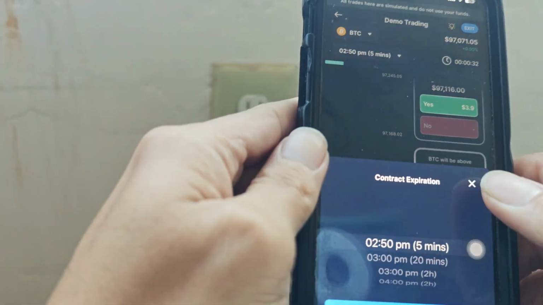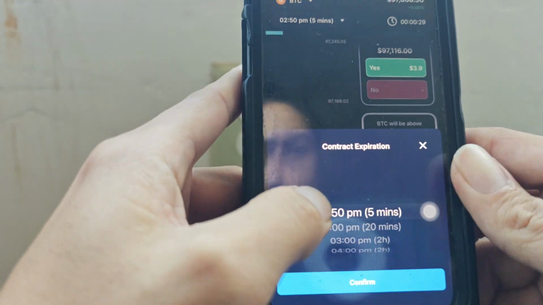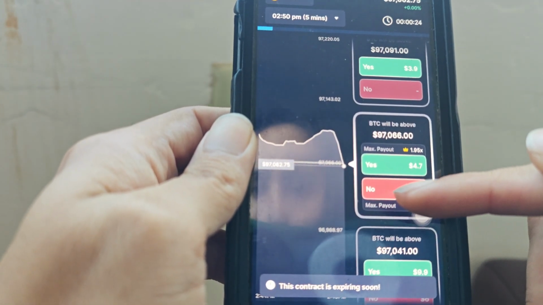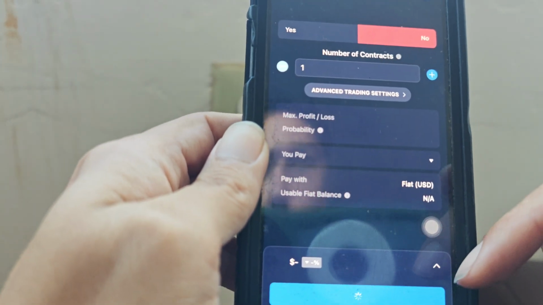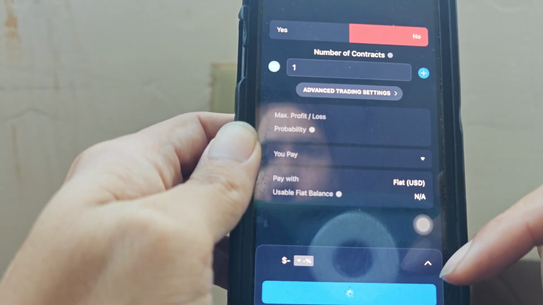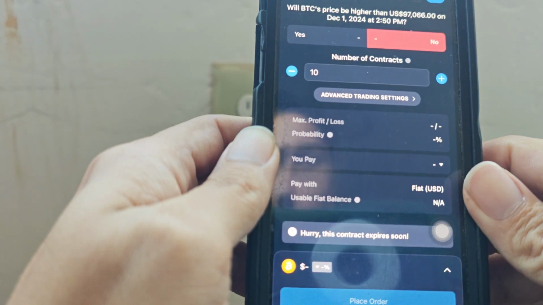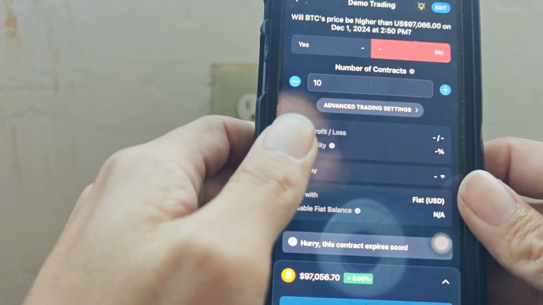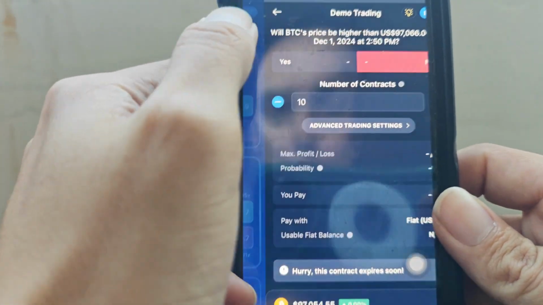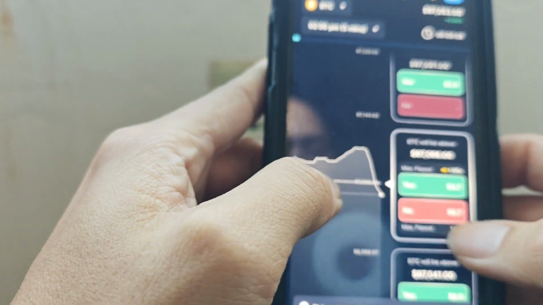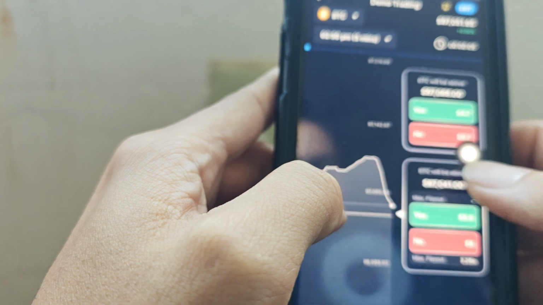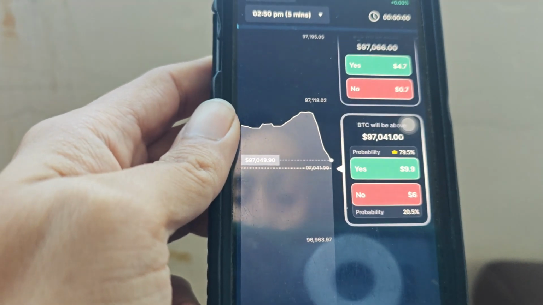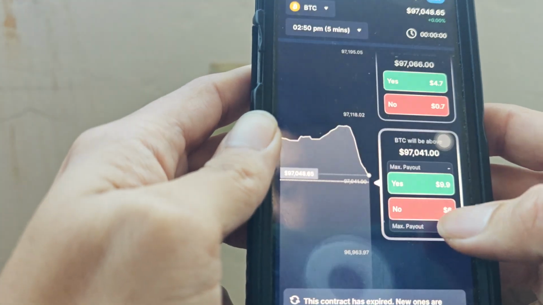You can even look here at the 20 minutes, which I recommend. The 5 minutes is just way too... it's always gonna be like this, stopping because it's volatile. So right here, Bitcoin will be above this. No. Let's see if we can get a good deal. Obviously not, because it's pretty volatile right now. But this is great to do once the market is kind of calm, like it was a couple minutes ago. And like I said, once you do a contract, you can close it. You don't have to be in it throughout the entire time.